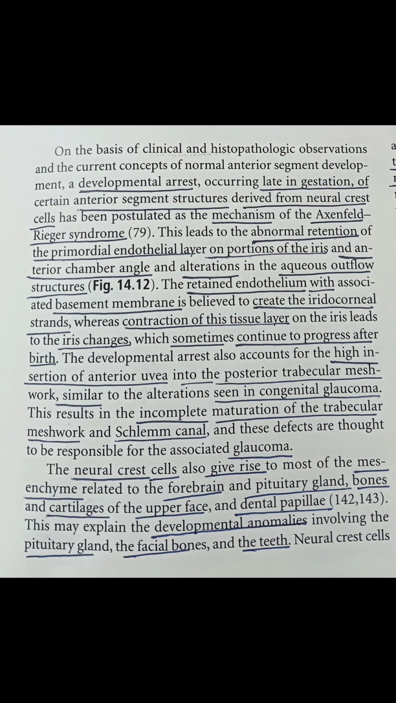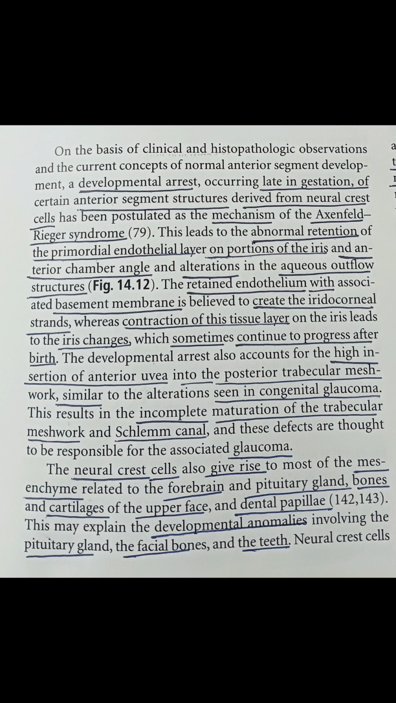The retained endothelium with associated basement membrane is believed to create the iridocorneal strands, whereas contraction of the tissue layer on the iris leads to the iris changes, which sometimes continue to progress after birth. The developmental arrest also accounts for the high insertion of anterior uvea into the posterior trabecular meshwork, similar to the alterations seen in congenital glaucoma. This results in the incomplete maturation of the trabecular meshwork and Schlemm's canal, and these defects are thought to be responsible for the associated glaucoma.